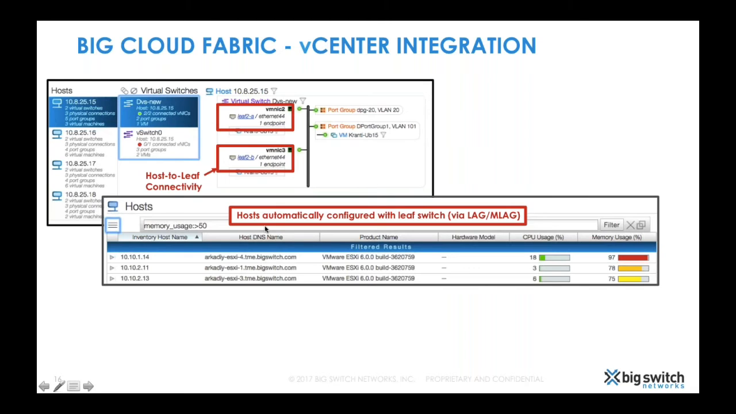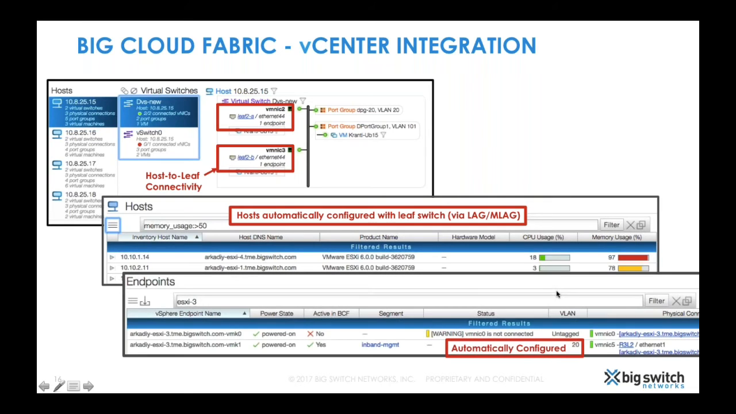Once the host is admitted to the fabric, all of the host level details are provided, again automatically, with no manual intervention, including the host name, the OS that runs on the host, and CPU and memory utilization. And finally, endpoints.